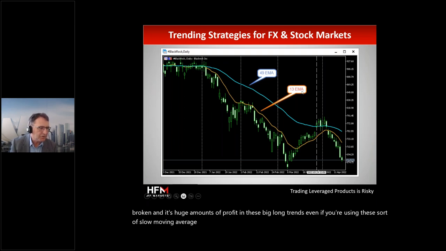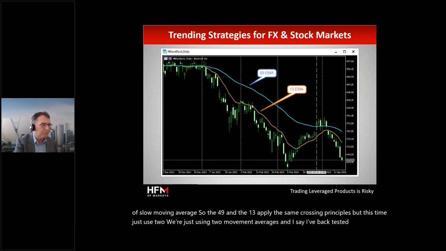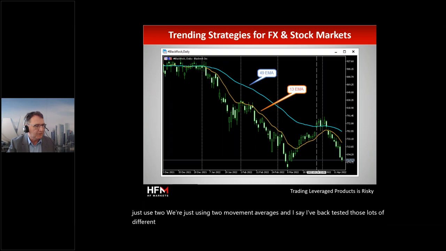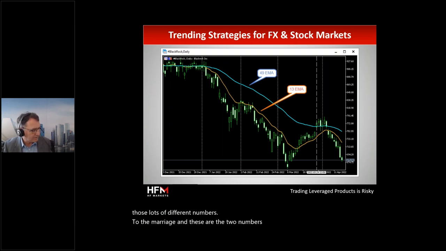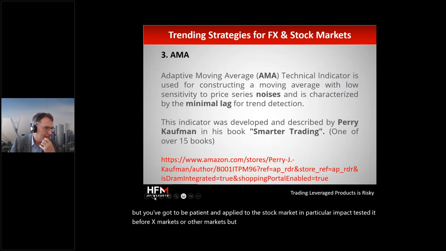So the 49 and the 13 apply the same crossing principles, but this time just use two. We're just using two moving averages. I've back tested those, lots of different numbers for the moving averages, and these are the two numbers that provide the best sort of returns over time. But you've got to be patient and apply it to the stock market in particular. I haven't back tested it for Forex markets or other markets, but it's worked very well on stock markets.